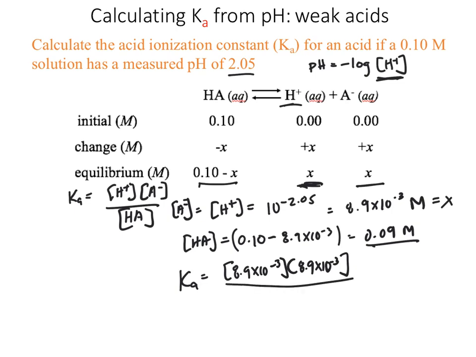Okay, all divided by 0.1. 0 minus 8.9 times 10 to the negative third. Okay, and this is going to give us 8.7 times 10 to the negative fourth in terms of our Ka value.